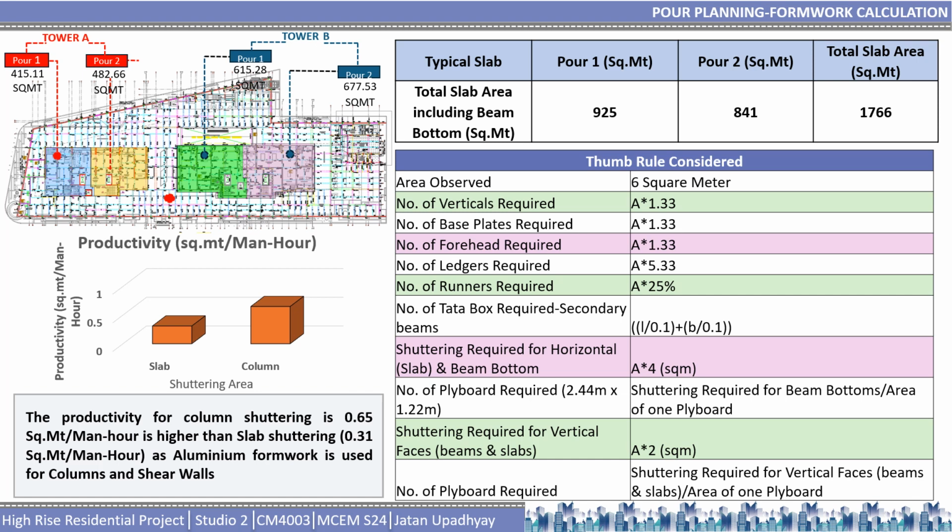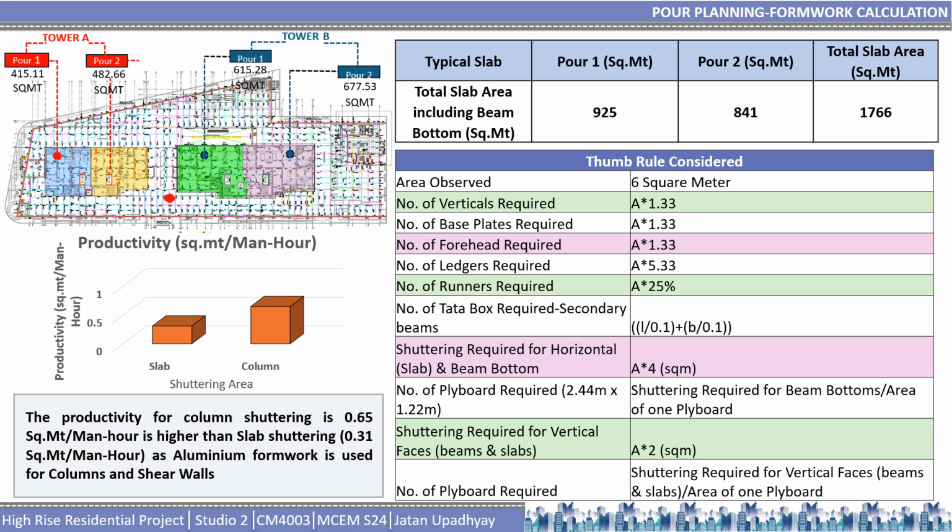So coming to the formwork calculation of pour planning, in the site there are two towers, Tower A and Tower B. In Tower A, there are two pours, pour 1 and pour 2. The size of pour 1 is around 415 square meters and the size of pour 2 is around 482 square meters. Coming to Tower B, the size of pour 1 is 615 square meters and 677 is the size of pour 2.